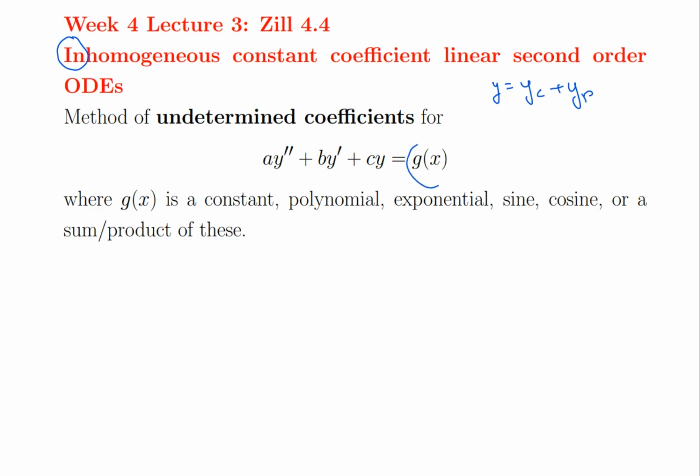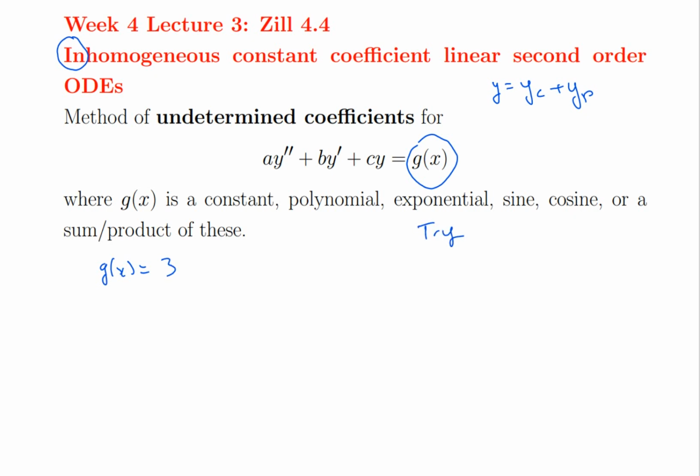If this function on the right hand side, g of x, is fairly simple, namely a constant, a polynomial, an exponential, trig function, sum or product of those, so a fairly elementary function, then the solution will be of the same type. So if g of x is a polynomial, the particular solution will be a polynomial. In that case you would just guess an arbitrary polynomial with unknown coefficients, substitute it into the equation and find the coefficients.